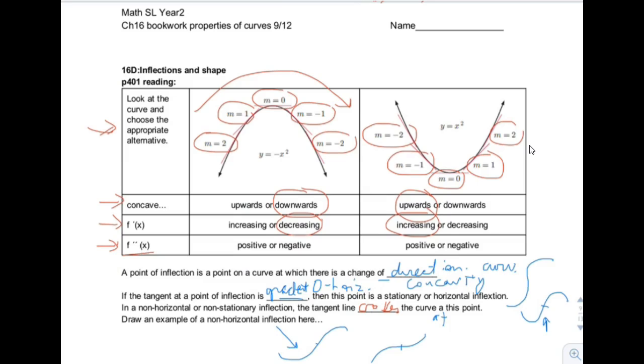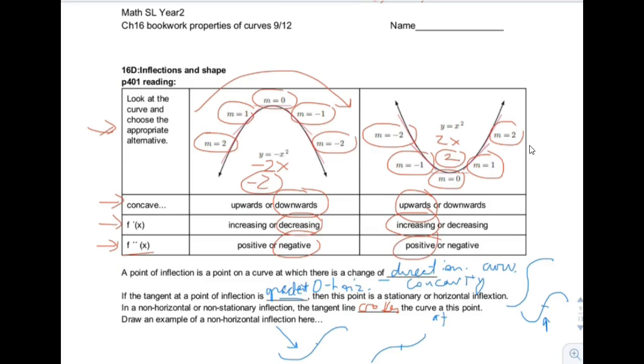Is the second derivative positive or negative? So if you take the second derivative of this function, the first derivative would be -2x, right? And then the second derivative would be -2, which is negative, so it's going to be negative. This one, the first derivative is going to be 2x, the second derivative is going to be 2, which is positive, so it's positive. Okay?